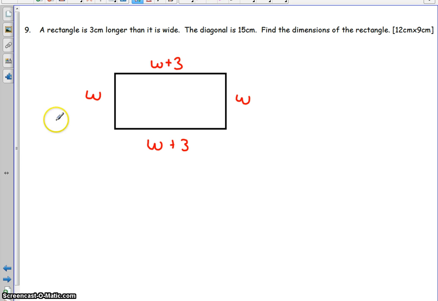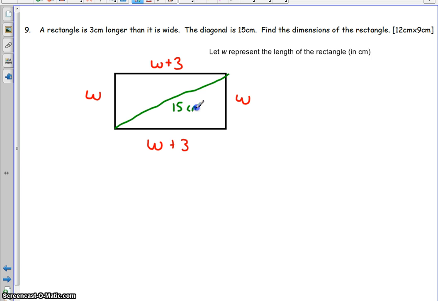Okay, so we should define our variables here, so I'll make sure to write out a let statement. So here's my let statement: let W represent the width of the rectangle in centimeters. That's just me drawing out the rectangle and recognizing that since it's 3 centimeters longer than it is wide, if the width is W, the length is going to be W plus 3. Next thing that we're told is that the diagonal is going to be 15 centimeters. That means that this length right here is going to be 15 centimeters.